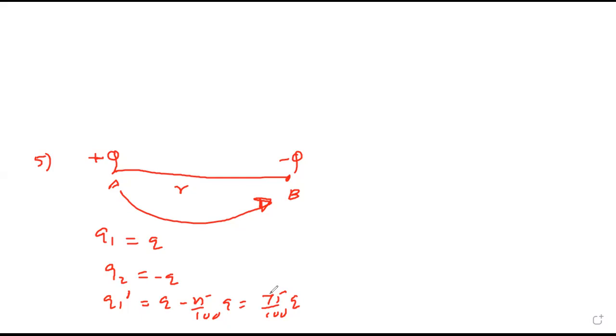Minus 75 by 100 cube. So 25% charge is transferred to that. So Q2 dash will be minus Q plus 25% of Q, because from here it is gone but added to this.